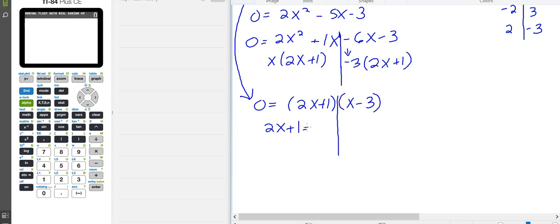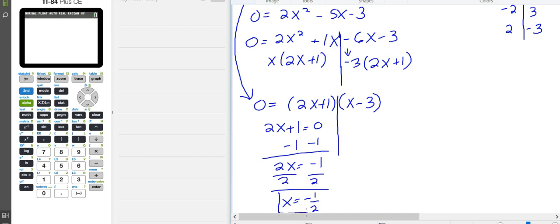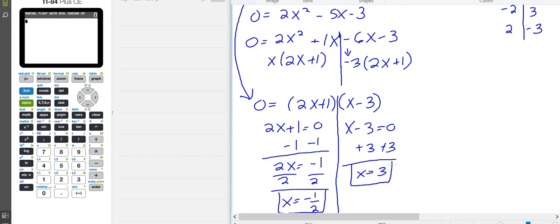2x plus 1 is equal to 0. We want to get the x alone. Minus 1, minus 1. 2x is equal to -1. Divide by 2, divide by 2. x is equal to -1 over 2. This is one value for x. Let's solve the other side. x minus 3 is equal to 0. Plus 3 and plus 3. x is equal to 3. That means that this parabola would cross the x-axis at x is equal to -1 over 2 and at x is equal to 3. Let's see if that's true.